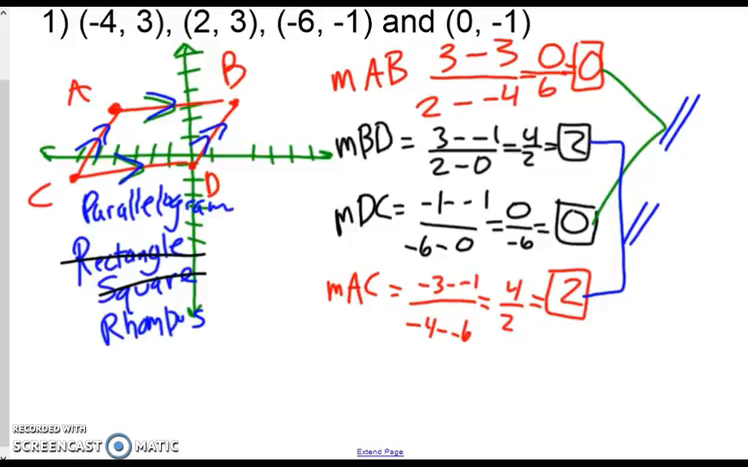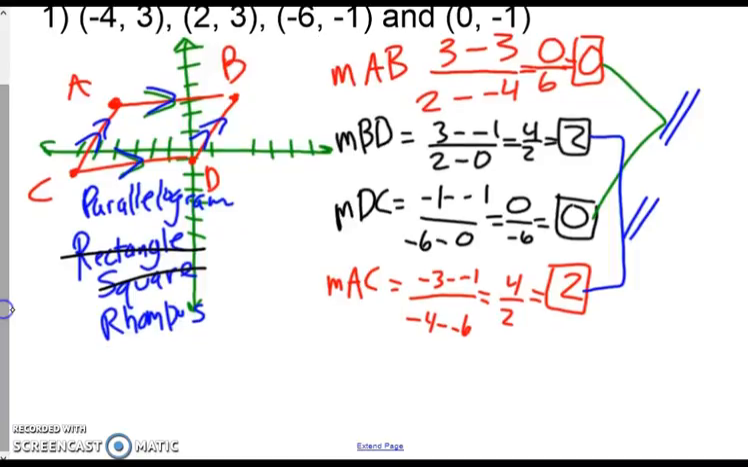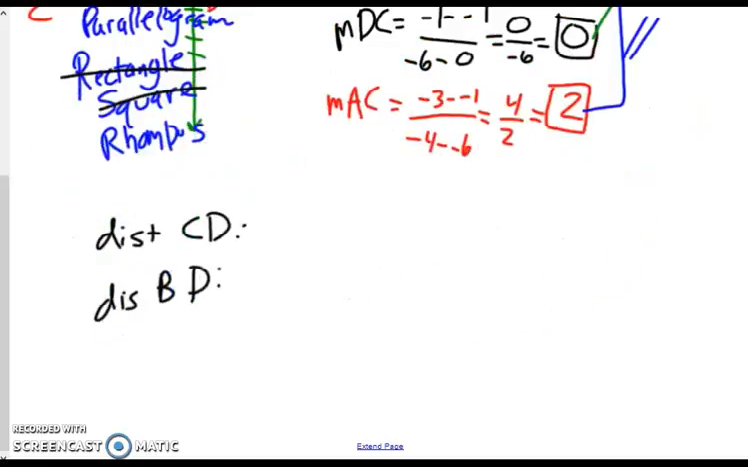Well, based on what you know about a shape being a rhombus, all the sides would have to be congruent. And specifically, we can just check that two consecutive sides are congruent. So let's come down here and let's check if CD is congruent to BD. And we're going to do this, of course, with a distance formula.